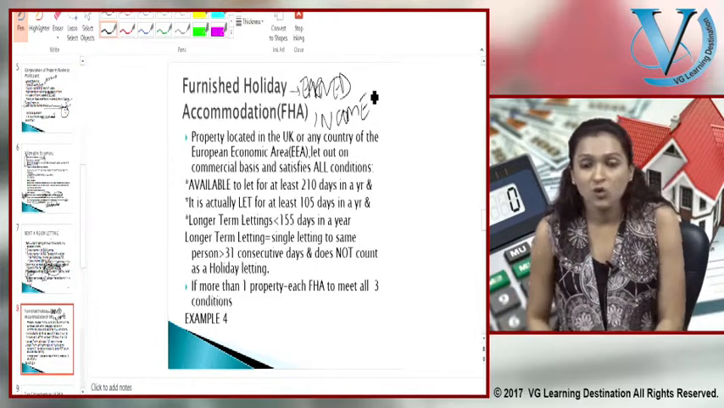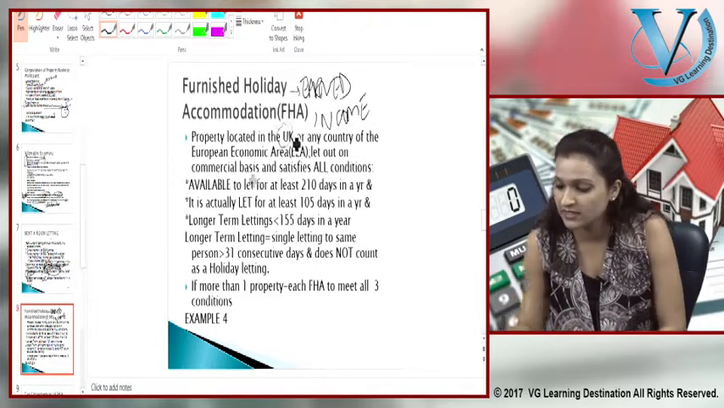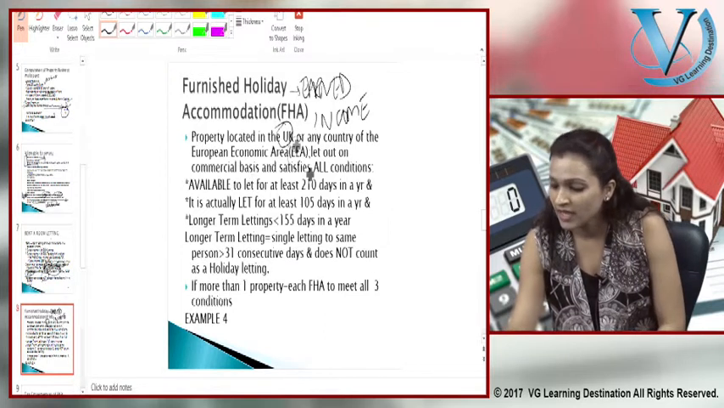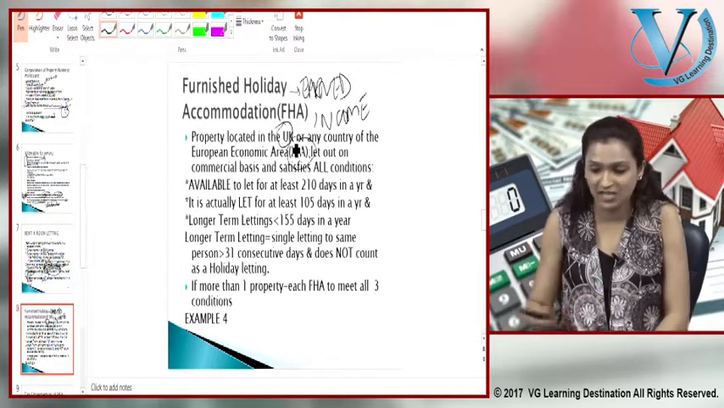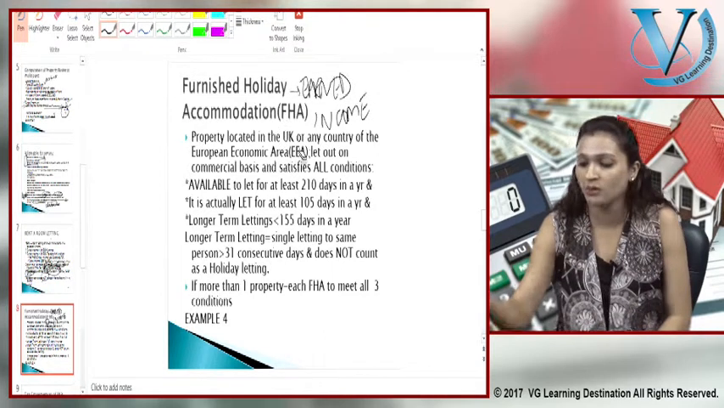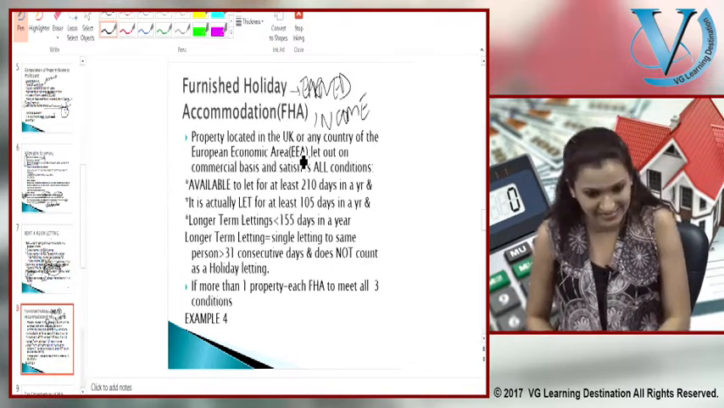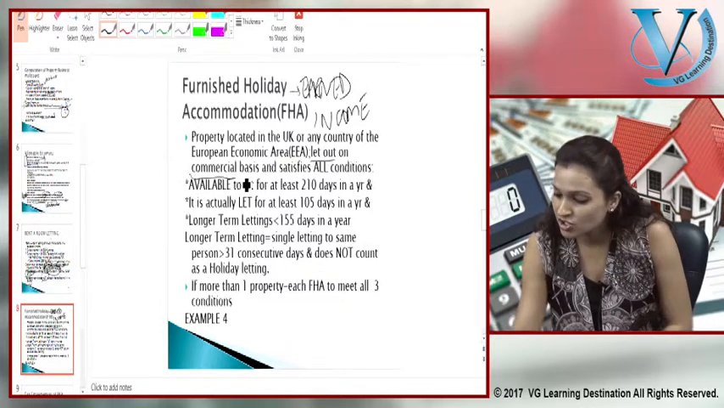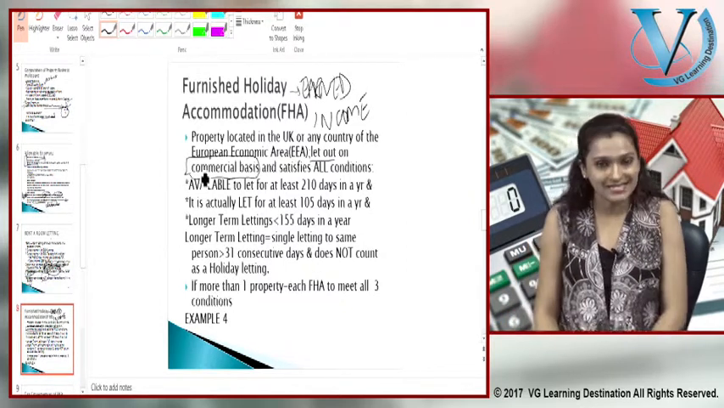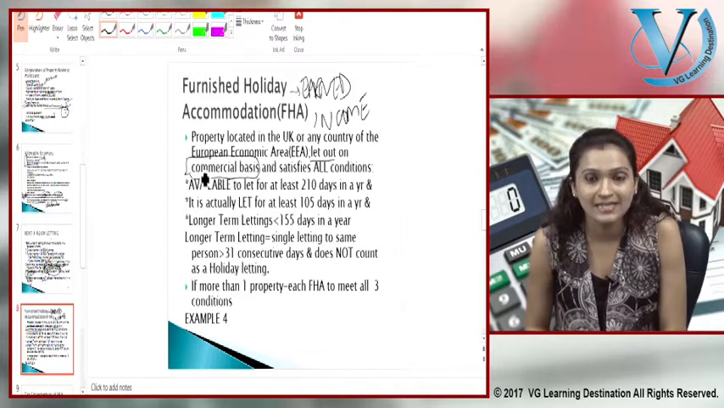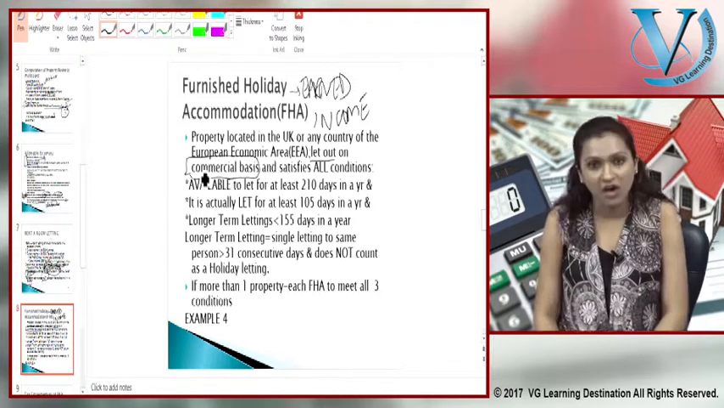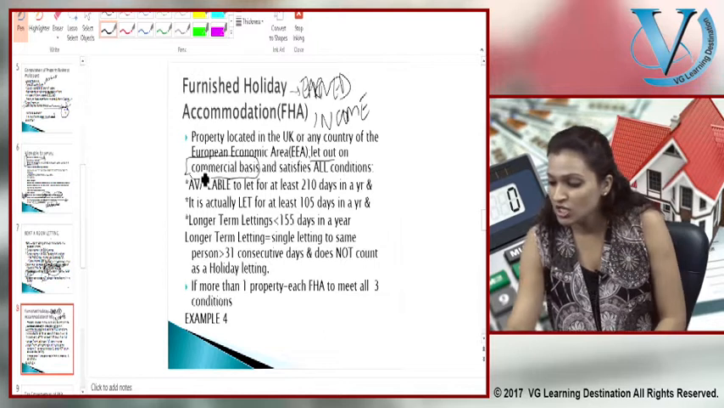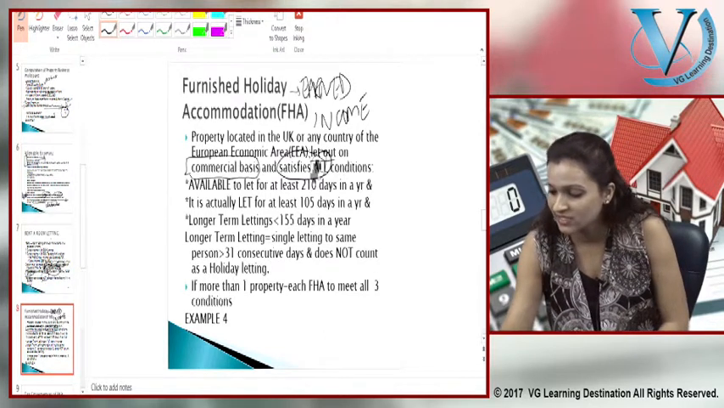The property needs to be situated either in the UK or the European Economic Area. For your examination's point of view, it will always be located in the UK itself. It should be let out on a commercial basis and it must satisfy all the conditions of being a furnished holiday accommodation. So satisfy all the conditions.